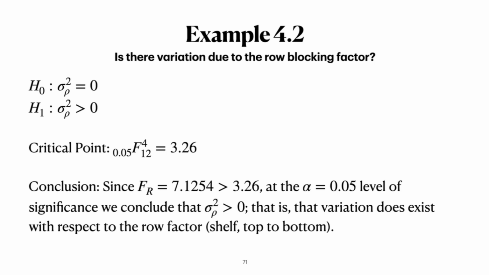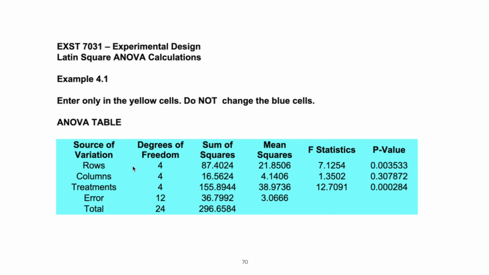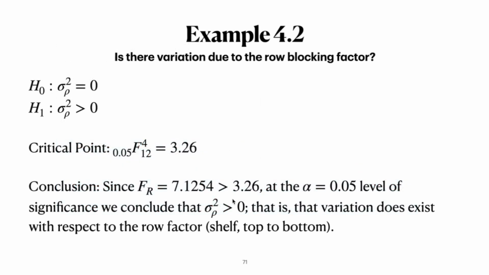With a 5% significance level, the critical point would be 3.26. Now, the F statistic for the rho blocking factor is 7.1254, and that does exceed 3.26. And so at the 5% significance level, we can conclude that sigma squared sub rho is greater than 0. That is, variation does exist with respect to the rho factor, the shelf in the oven from top to bottom. That would lead us to conclude that in future experiments using this oven, that would be an appropriate blocking factor to use.